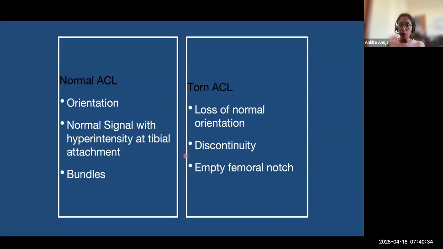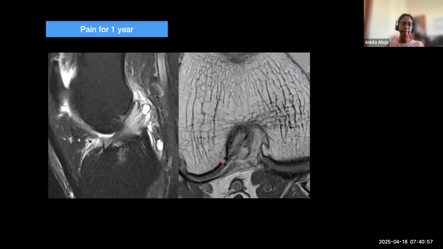So how do we understand an ACL? We need to look for the orientation, that it is going along the Blumensaat's line. It should have a normal signal, and we should be able to figure out that there is not a single bundle injury. However, in a torn ACL, you will lose the orientation, you will see discontinuity, and like in our first case, you might see empty femoral notch sign.